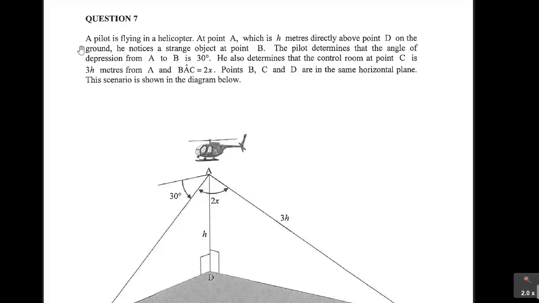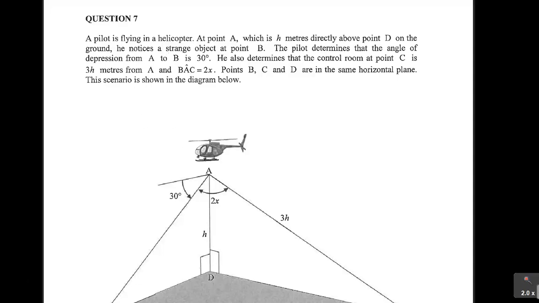The question reads: a pilot is flying a helicopter at point A, which is h meters directly above point D on the ground. He notices a strange object at point B. The pilot determines that the angle of depression from A to B is 30 degrees. So let us read that with the diagram below.